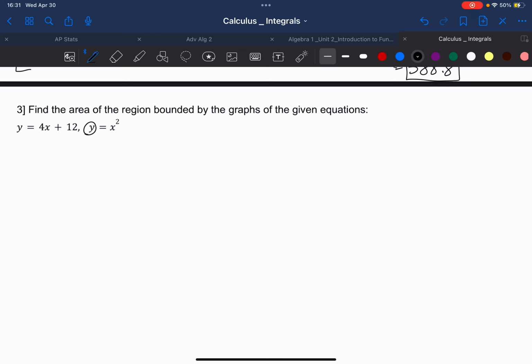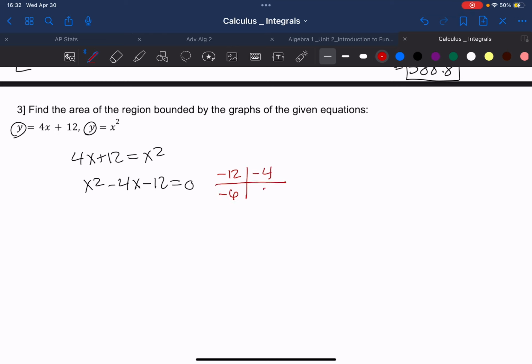So notice they're both equal to y, which means I can set them equal to each other. So 4x plus 12 equals x squared. Since this is quadratic, in order to get my intersections, I'm going to have to get everything equal to 0. So I have x squared minus 4x minus 12 equals 0. Then I need two numbers that multiply to -12 but add to -4, and that would be -6 and +2. So that means I would factor this into x minus 6 times x plus 2 equals 0.